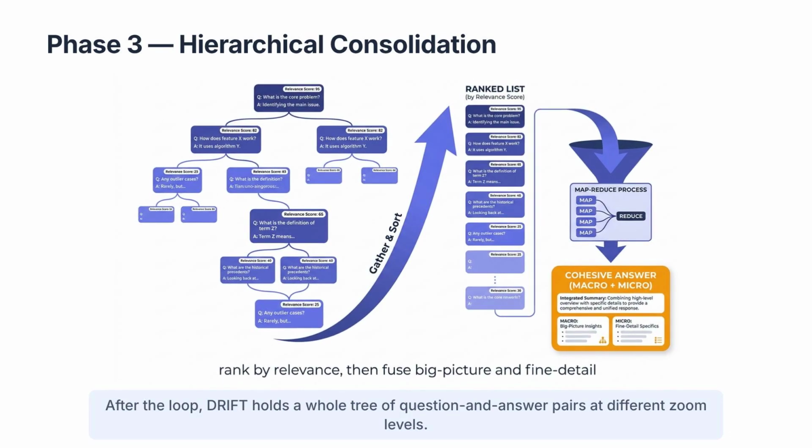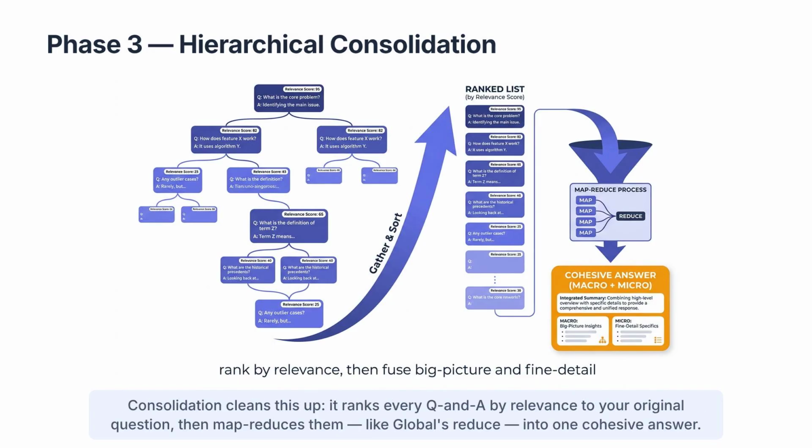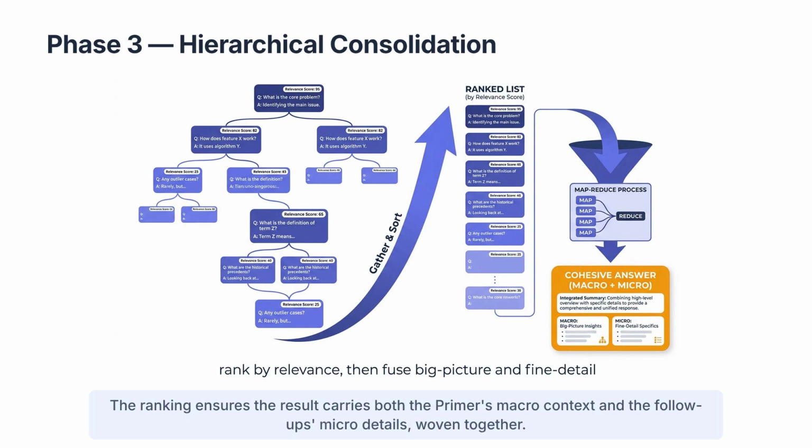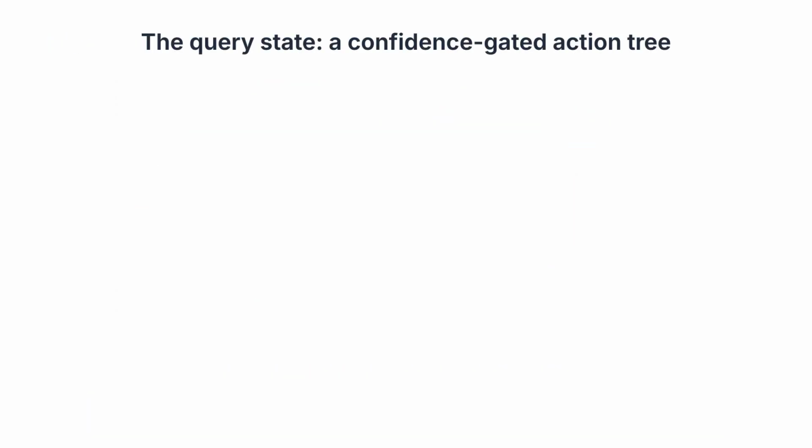After the loop, Drift holds a whole tree of question and answer pairs at different zoom levels. Consolidation cleans this up. It ranks every Q&A by relevance to your original question, then MapReduces them, like global's reduce, into one cohesive answer. The ranking ensures the result carries both the primer's macro context and the follow-ups' micro details woven together.